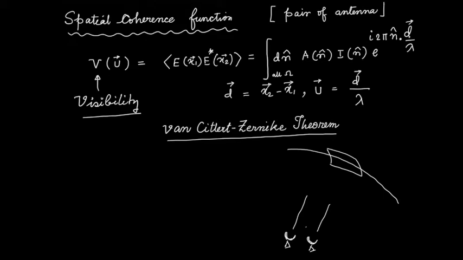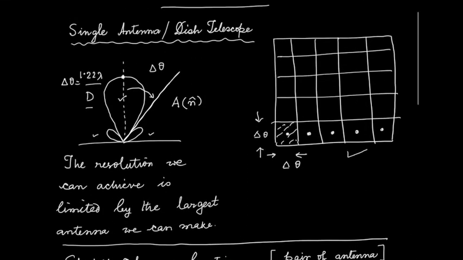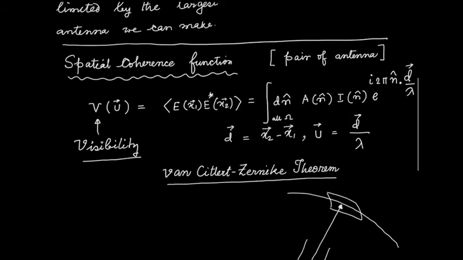So n cap, I can think of this, n cap is measured compared to the direction towards the center of that patch I am looking at. Okay, so that patch in the sky is nothing but what I have shown over here. So that is the entire region of the sky that you want to measure the intensity of.